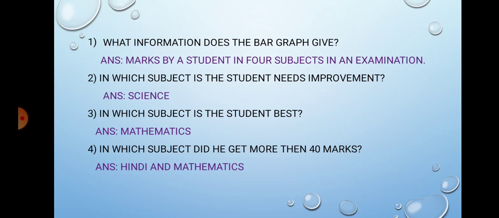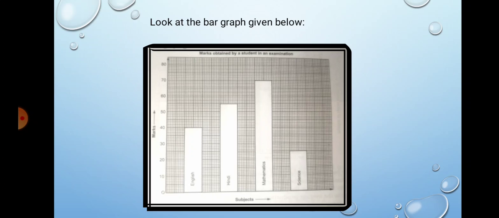So let us look at the bar graph and find in which subject the student got the least mark. It's science, because the mark scored by the student in science is 25, and in the remaining 3 subjects he got more than 25. Let us move to the next question.